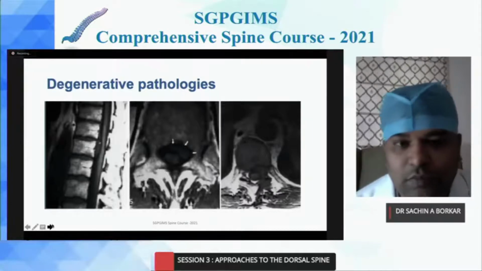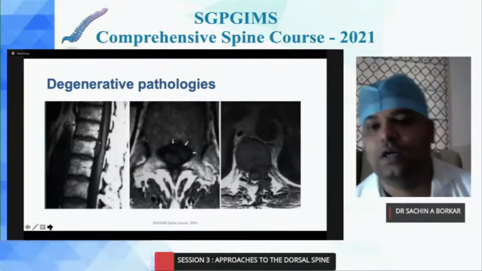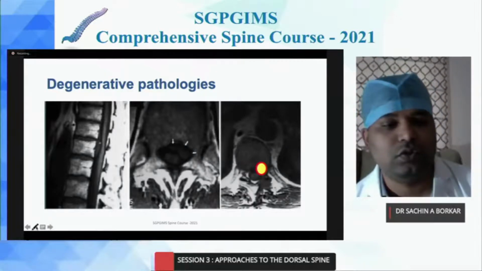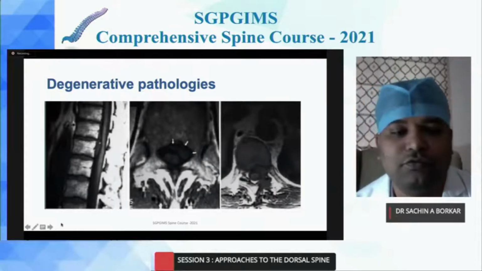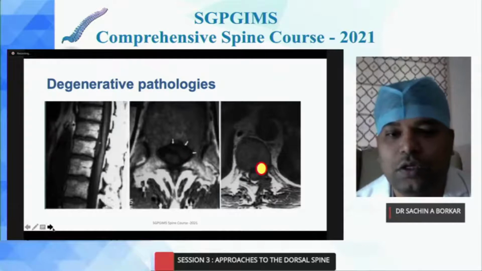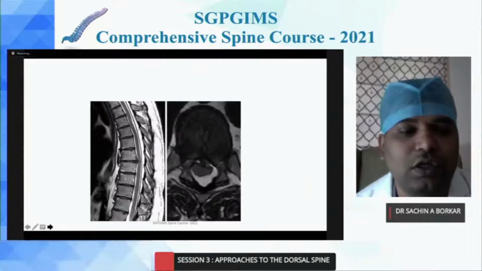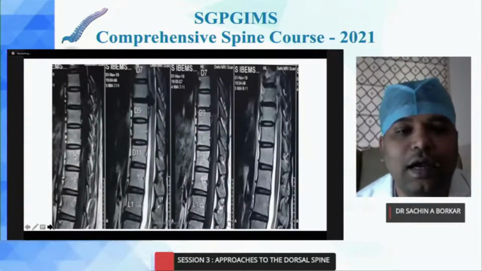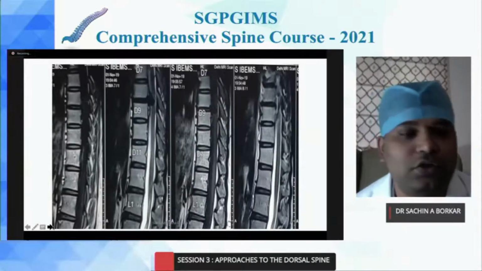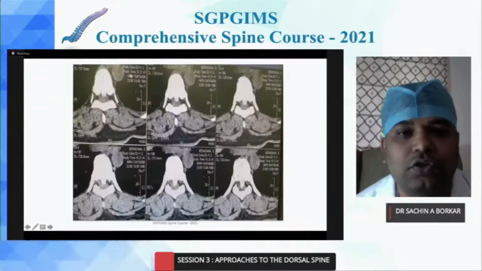Then comes the degenerative pathology, very common in the dorsal spine, and obviously difficult to treat. This is one case where there is a unilateral left-sided disc herniation, which is not calcified. It's a soft herniation, but there can be a spectrum. There can be a central disc herniation which is non-calcified, and there can be a central disc herniation which is densely calcified. Like in this case, as you can see, this is a dense calcification.